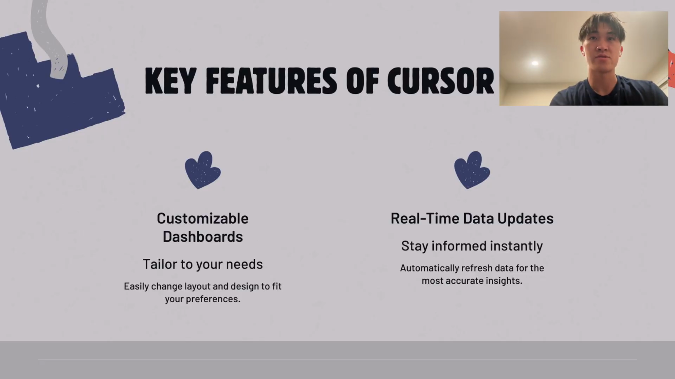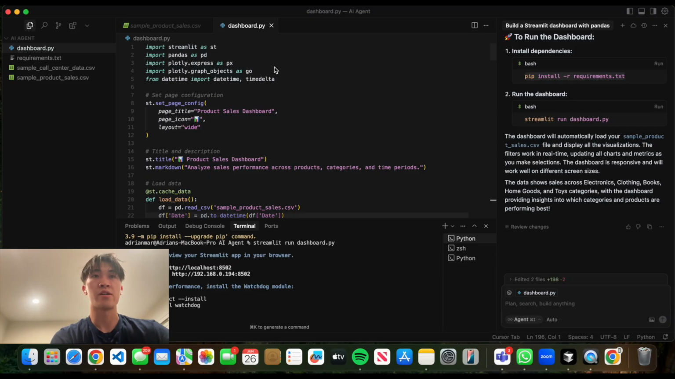One thing I love about Cursor is how customizable it is. You can rearrange elements, change chart styles, and build dashboards that match your exact needs. And it also updates in real time. So if your spreadsheet changes, your dashboard changes with it, and you will stay informed instantly. So now let's get back into Cursor AI and see what we can do with the dashboard.